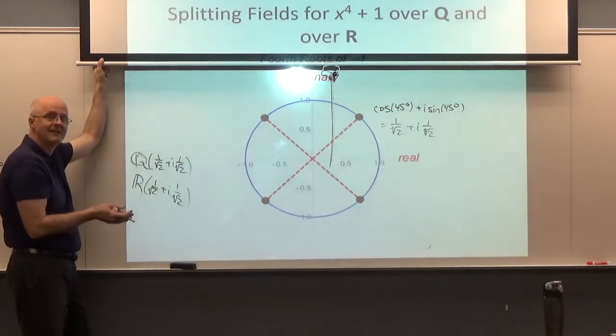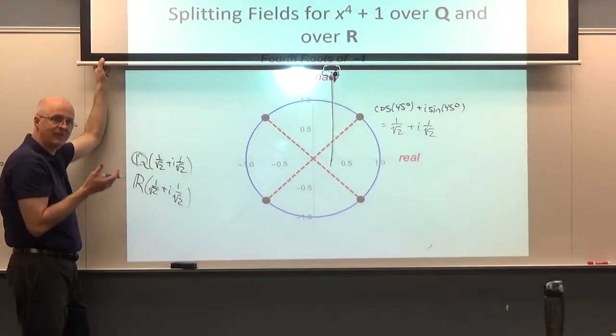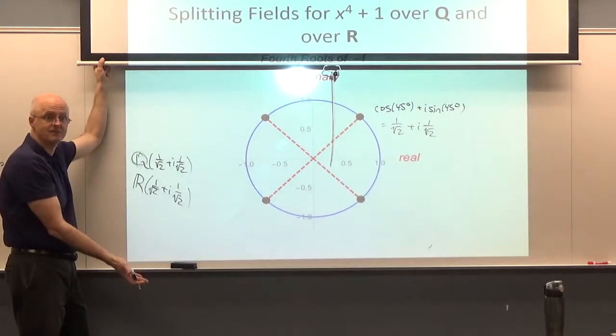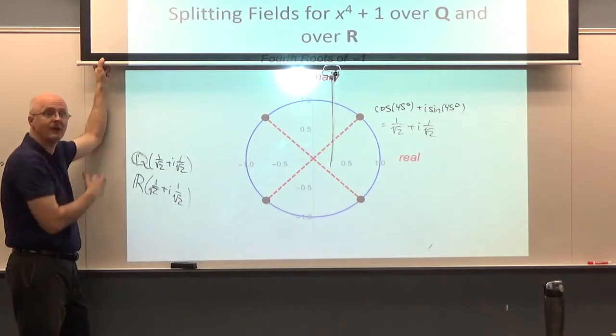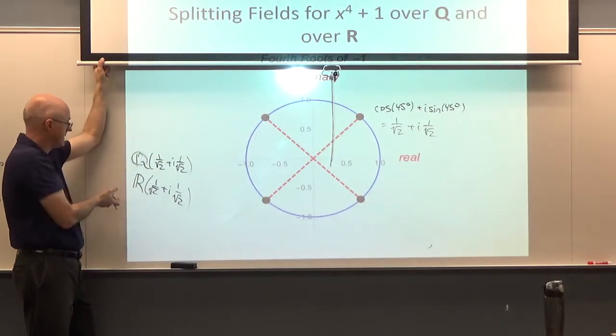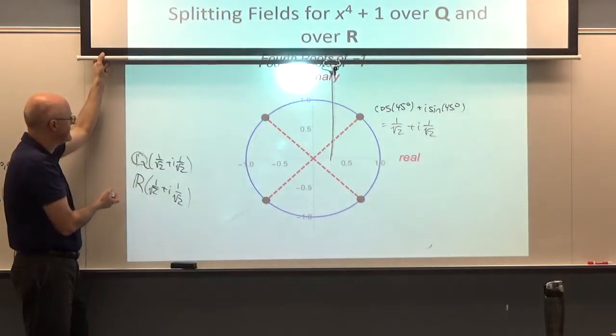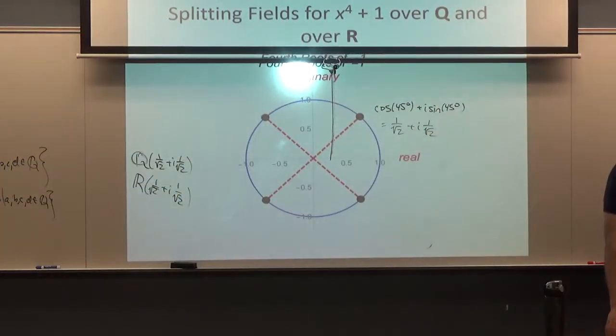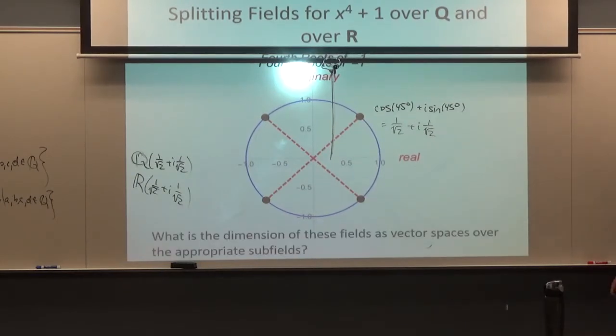So again, you don't say a field is a splitting field of a polynomial without saying what the base field is. The answer depends on what the base field is. They look similar, but they're different. And not only are they different in terms of using a Q versus an R, but they also could have different dimensions as vector spaces over the appropriate subfields. That could be the case. And in fact, it is in this example.